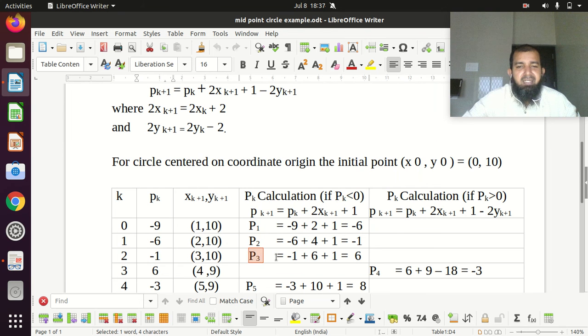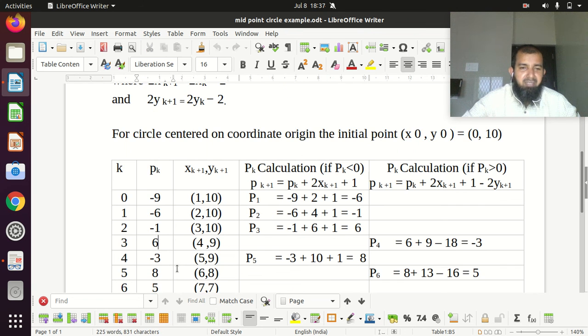P3 is equal to what? Minus 1, pk value, plus 2xk plus 1. 2xk is 2 into 2, 4, plus 2, that is 6. Then plus 1. So minus 1 plus 1 cancels, 6 remains. So 6 is the decision parameter. Next pk value: now pk is positive. If it is positive, x gets incremented, previously 3, now it is 4. But y gets decremented, previously 10, now it is 9.